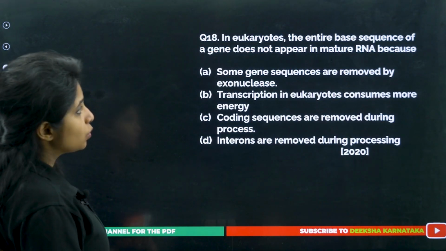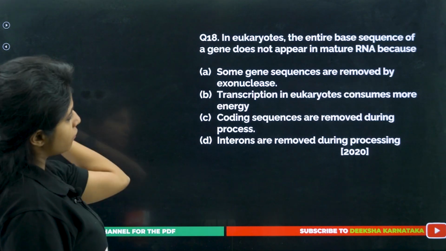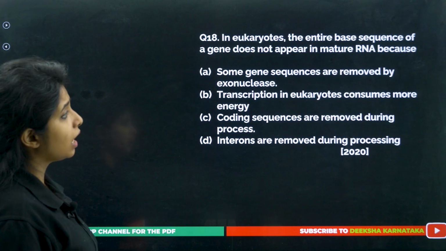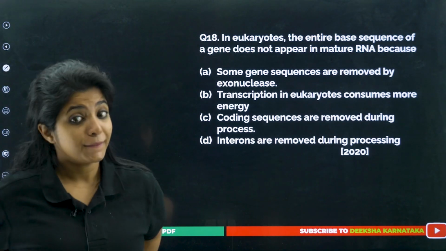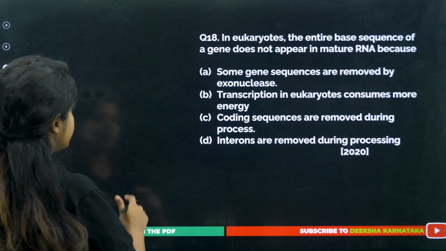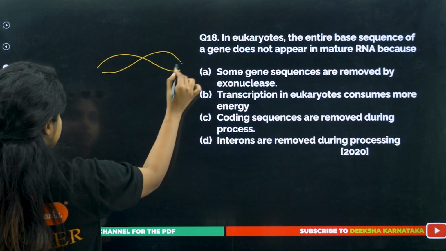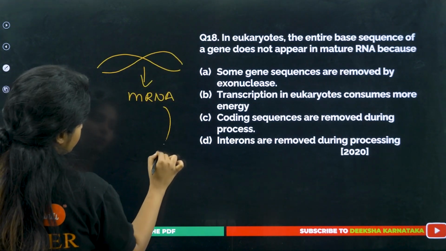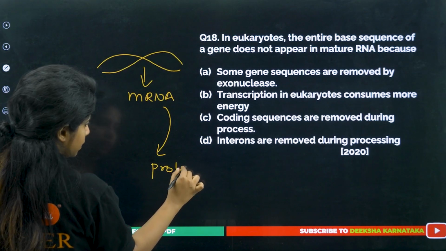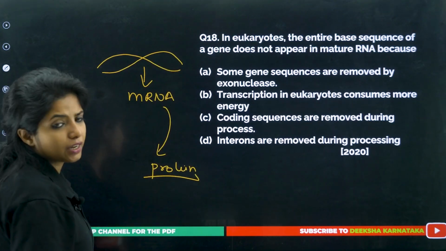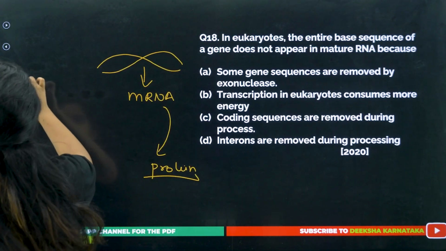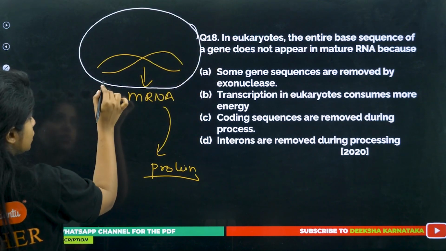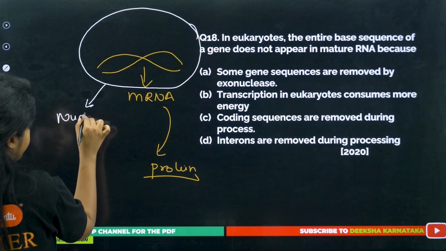Next question. In eukaryotes, the entire base sequence of a gene does not appear in mature RNA because... What do you mean by that? Basically, I told you there is a DNA and this DNA is going to form mRNA and this mRNA is going to form protein, right? Why is this DNA directly not forming the proteins? That is the question. The thing is, this DNA is present inside what, children? It is present inside the nucleus.